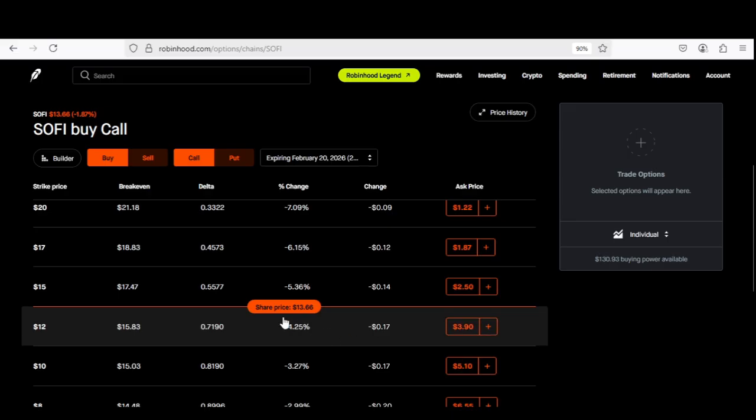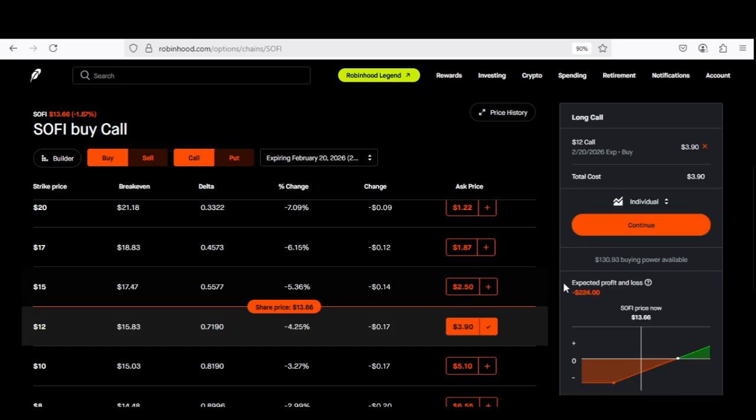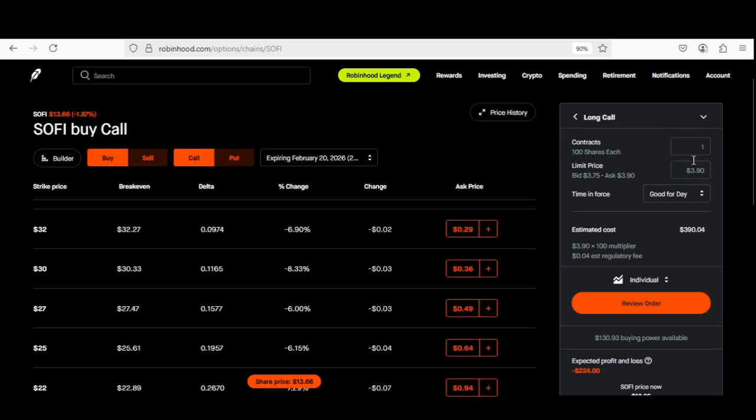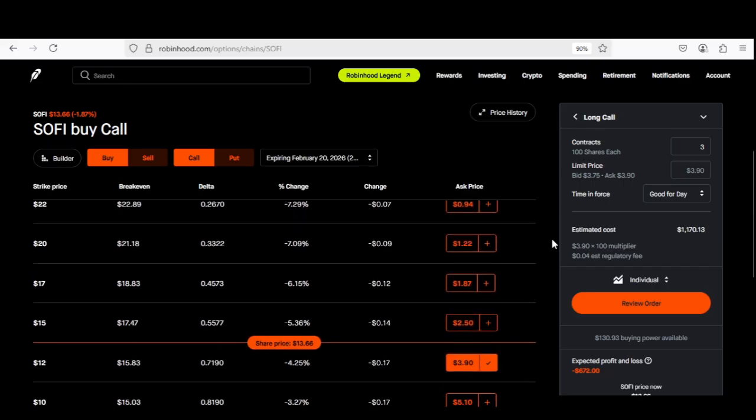Now, let's say you still want to use your entire portfolio. What you can do is simply get 3 of these contracts. Let's go ahead, click into that. We're going to hit continue. Now we're going to hit 3. So that's going to run you even less than buying 100 shares. So now that you have 300 in your portfolio, here's what you're going to do with this option strategy. You're going to go ahead and you're going to do absolutely nothing.